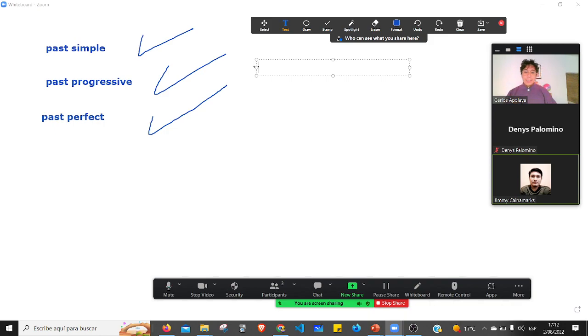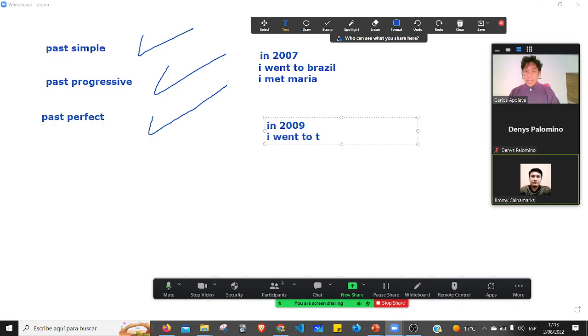Okay. So look at this part. I went to Brazil. I met Maria. This happened in 2007. In 2009, I went to the UK and I visited the Big Ben Tower. And in 2012, I went to the US and I met my friend Kenny.